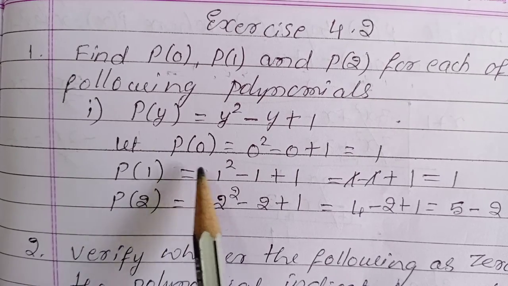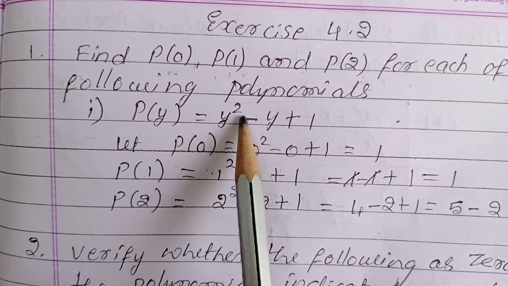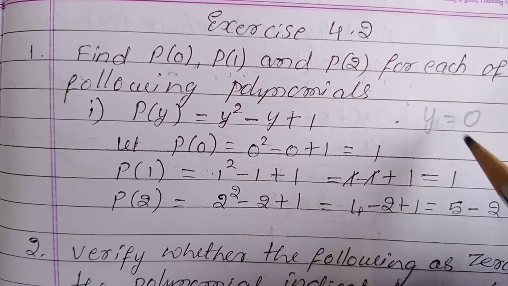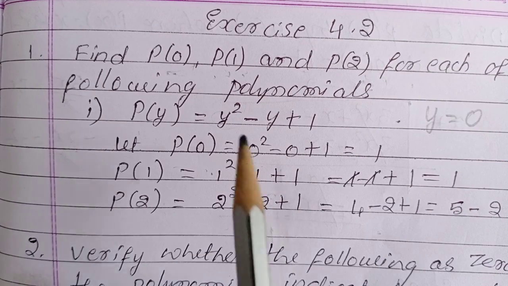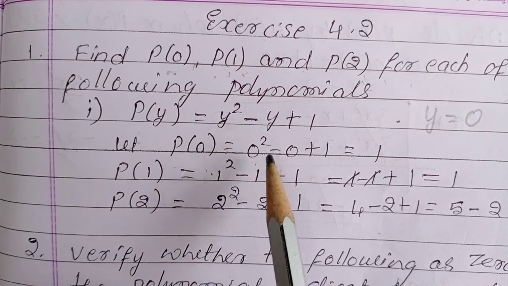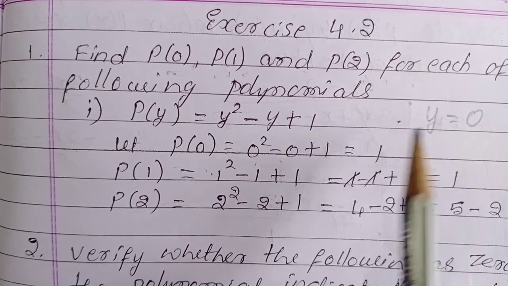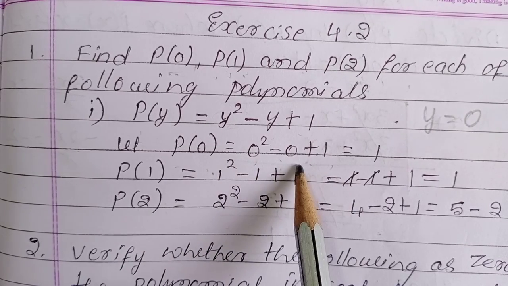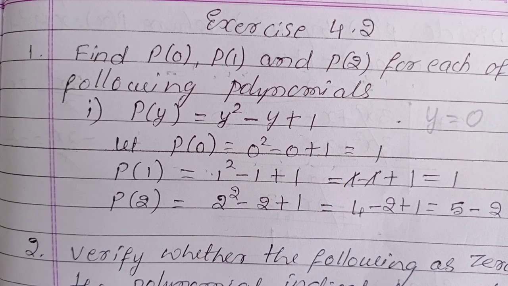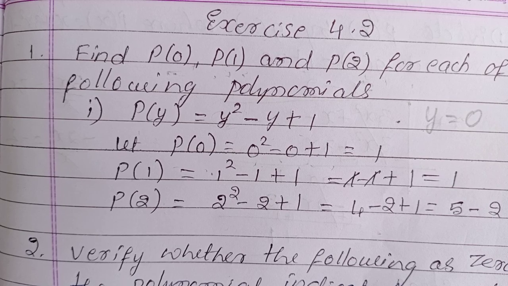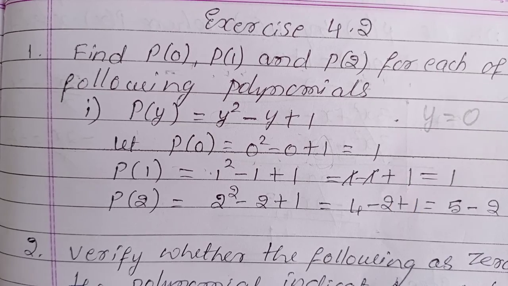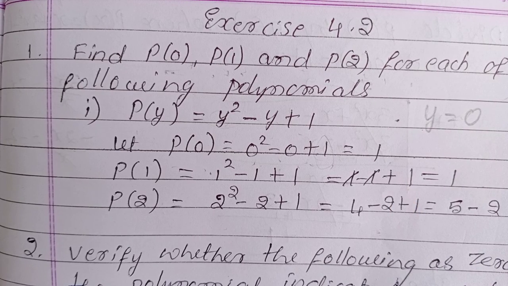First, P of 0 we will take. That means wherever y is there we have to take the y value as 0. Getting? So, 0 square minus, in the y place 0, plus 1. Whatever you add to or subtract from a number, if it is 0, the value of the number will not change. So the number here is 1. So you are getting the answer as 1.